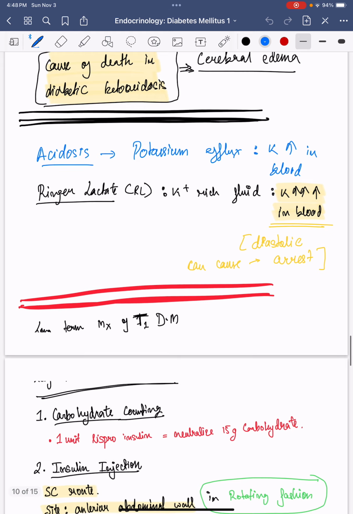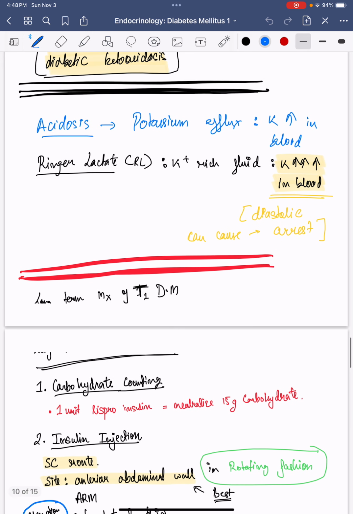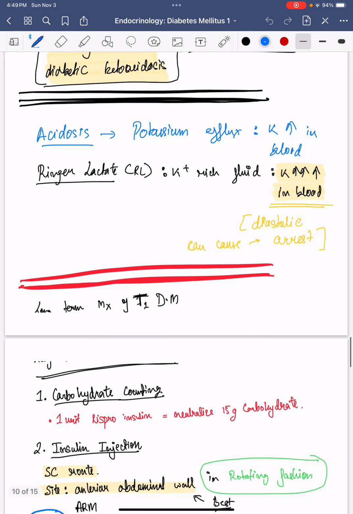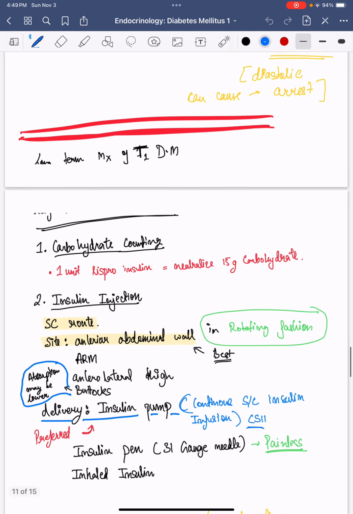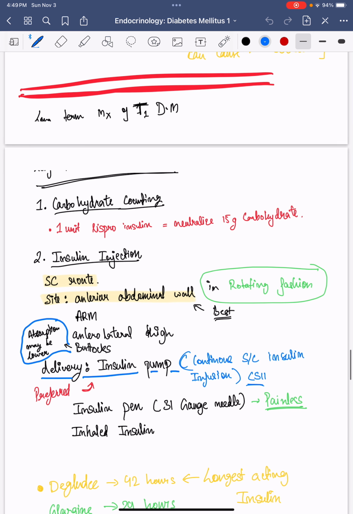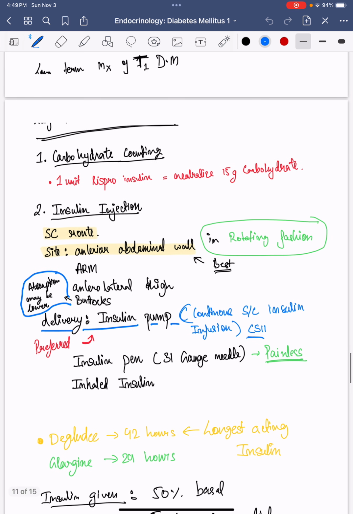In acidosis there is potassium efflux, so there is an increase in the amount of potassium in the blood. Ringer lactate is a potassium rich fluid, and as there is increased potassium in the blood, it can lead to diastolic arrest in diabetic ketoacidosis. So what is the long term management of type 1 diabetes mellitus?